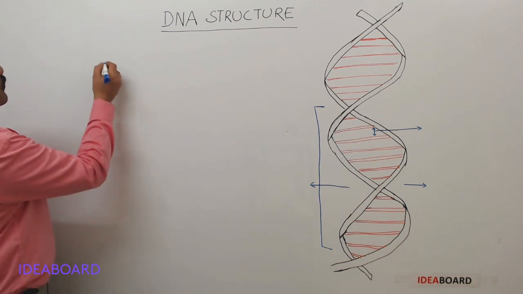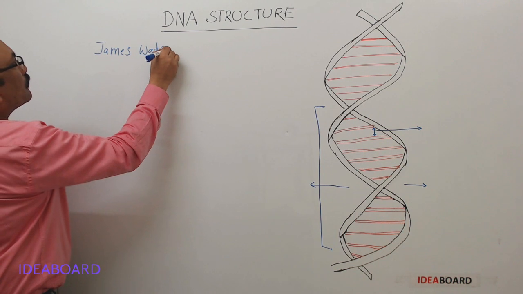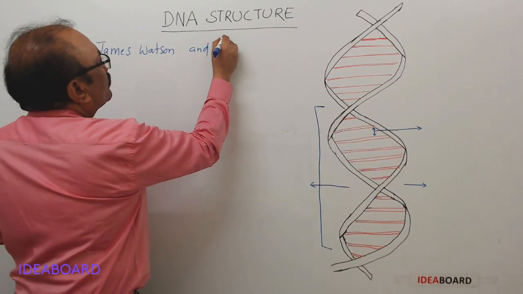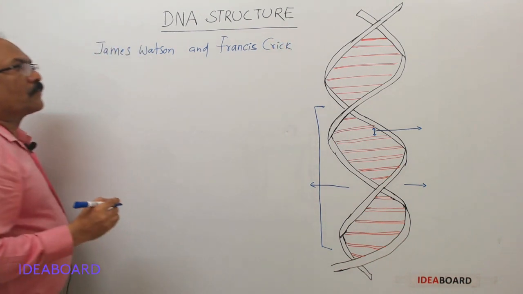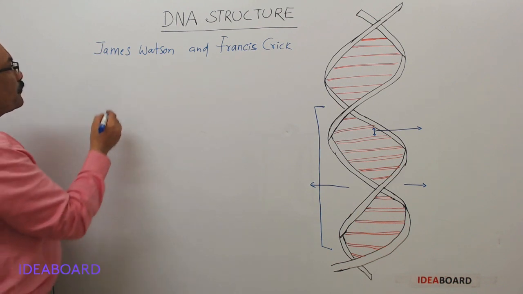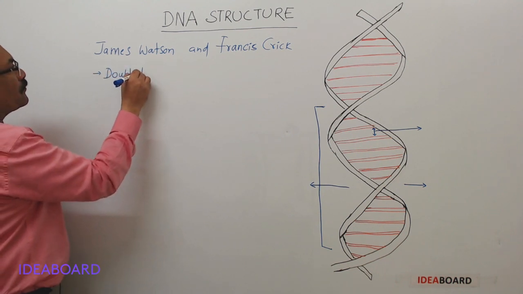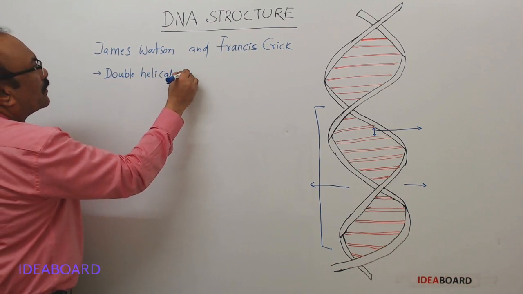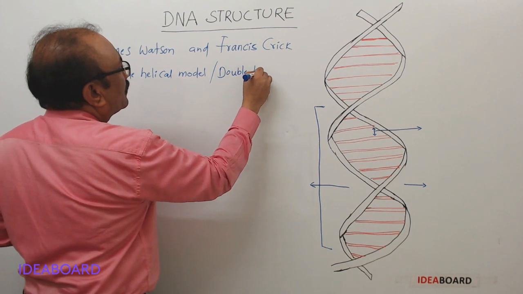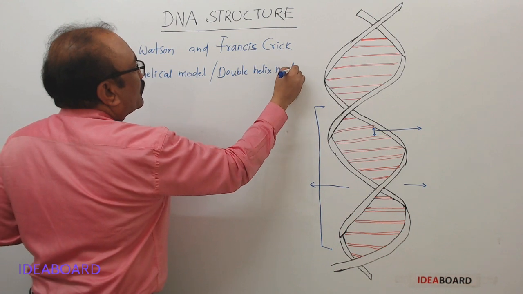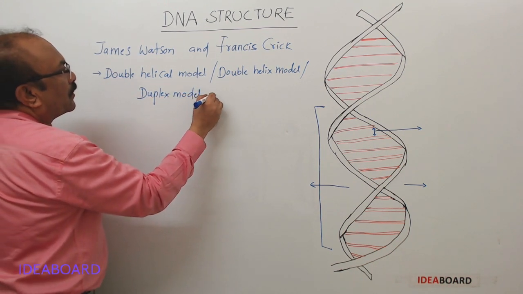Based on all this information, James Watson and Francis Crick constructed a physical model for DNA, which is known as the double helical model, or double helix model, or sometimes even called the duplex model of DNA.